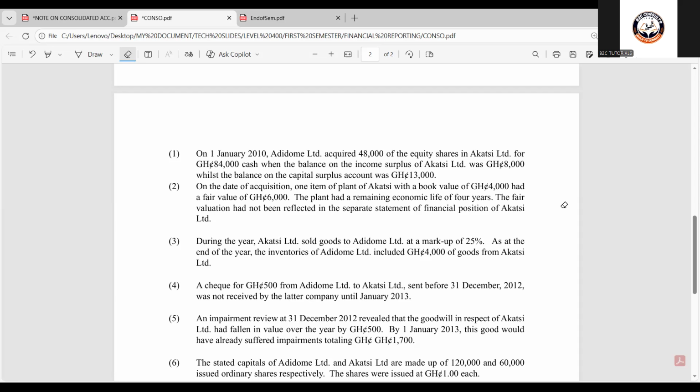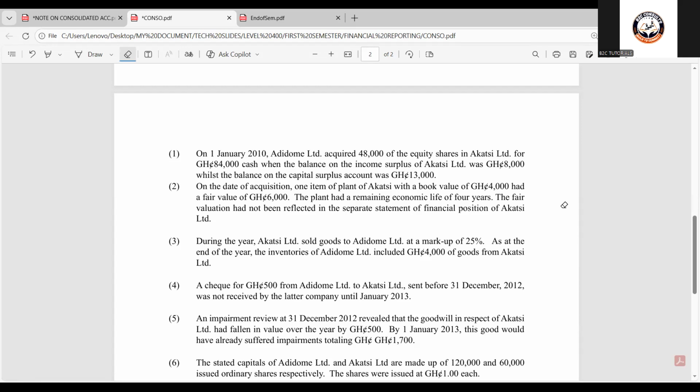The plant had a remaining economic life of 4 years. The valuation had not been reflected in the separate statement of financial position of Akachi Limited. Point 3. During the year, Akachi Limited sold goods to Adidome Limited at a markup of 25%. As at the end of the year, the inventories of Adidome Limited included 4,000 of the goods from Akachi Limited.